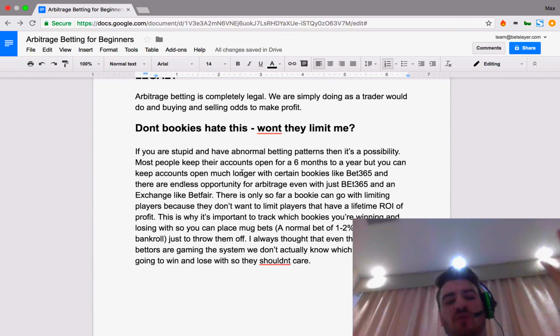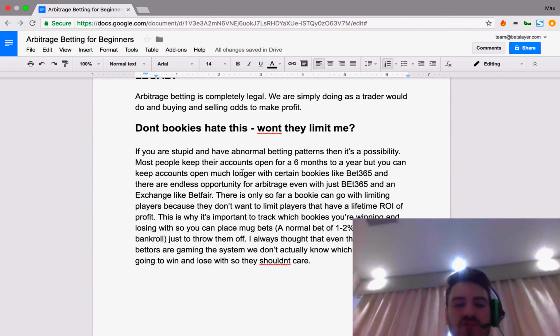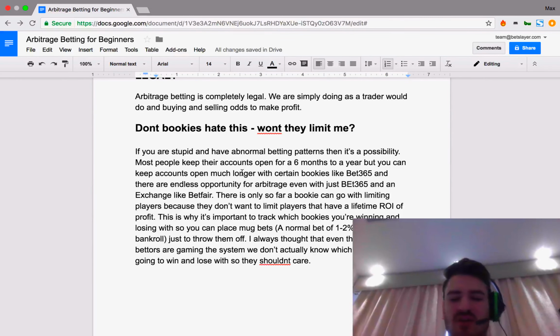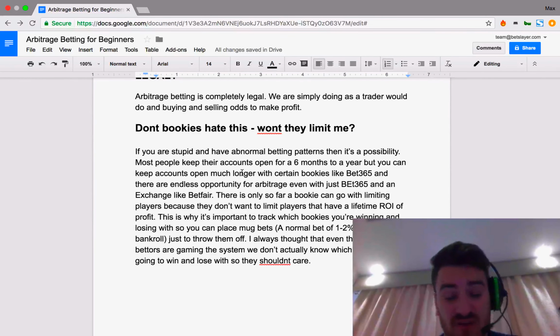And that's why it's important to track your bookies that you're winning and losing with, so you can place a mug bet, which is just a normal bet like backing a horse or darts, with 1 to 2% of your bankroll, just to throw them off and keep your accounts open. I always thought that with arbers, although we are sort of gaming the system in a way, we don't actually know which way that event is going to go. So it's not like we're purposely trying to win from this bookmaker. Win or lose, we don't know, but we just make a profit regardless.